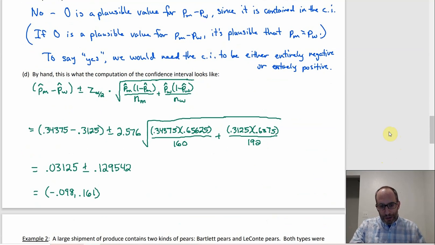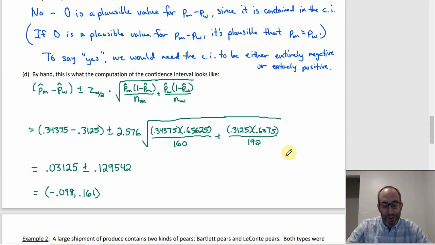D, I wrote this out already. If you want to grind it out by hand, right, this is what the substitution would look like. And then I simplified the point estimate to 0.03125, and then I simplified the entire margin of error in one shot in the calculator. The way I did it was I did all the stuff under the radical, then the square root of whatever that was, and then multiplied by 2.576. And you do get the same thing. So if you want to do it the long way, you can.